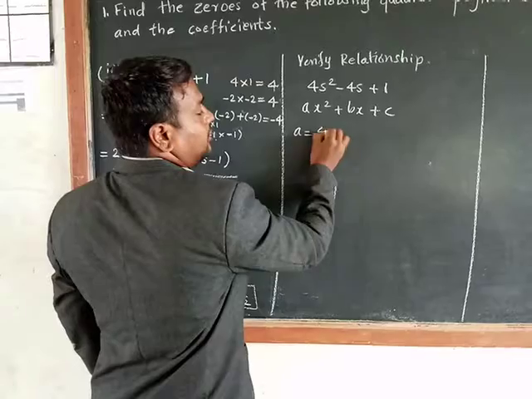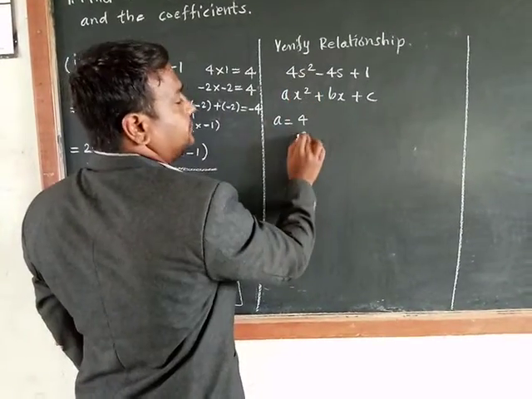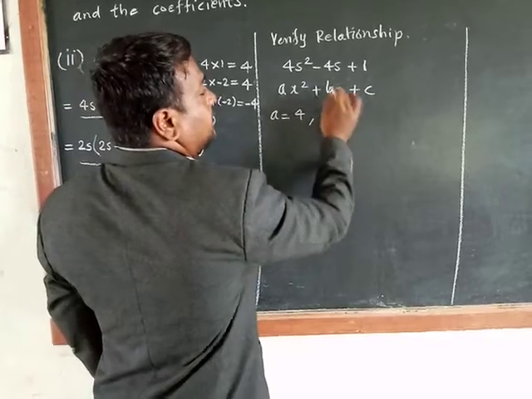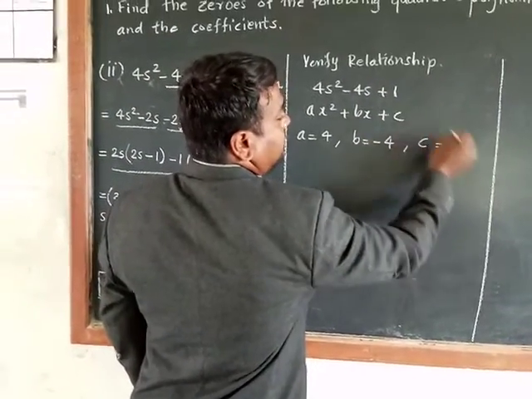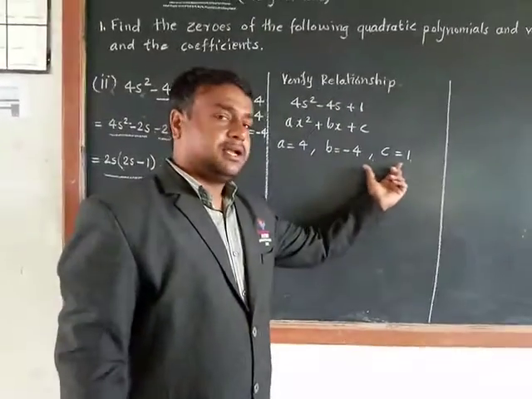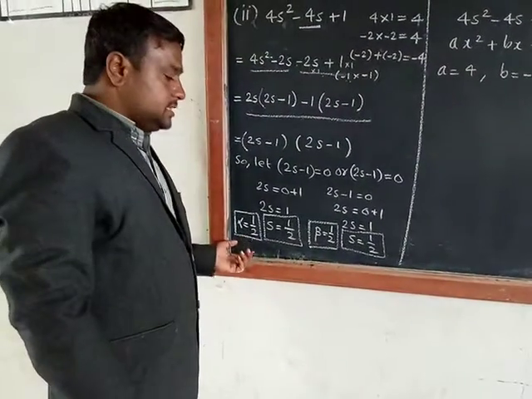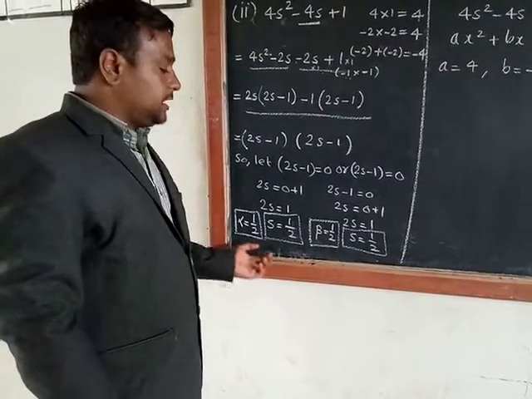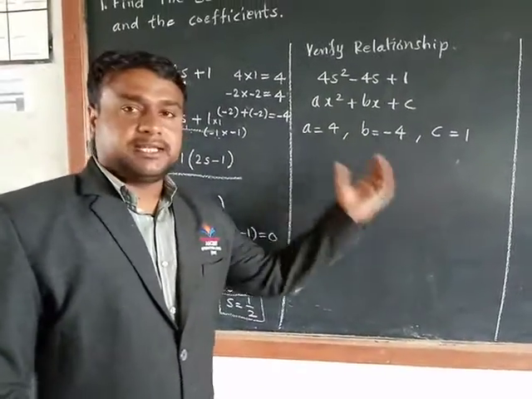The value of a is the coefficient of s², that is 4, the value of b is −4, and the constant term c is equal to 1. So here we got the coefficients, and we also found the zeros: alpha is equal to 1/2 and beta is equal to 1/2. Now we are going to verify the relationship.